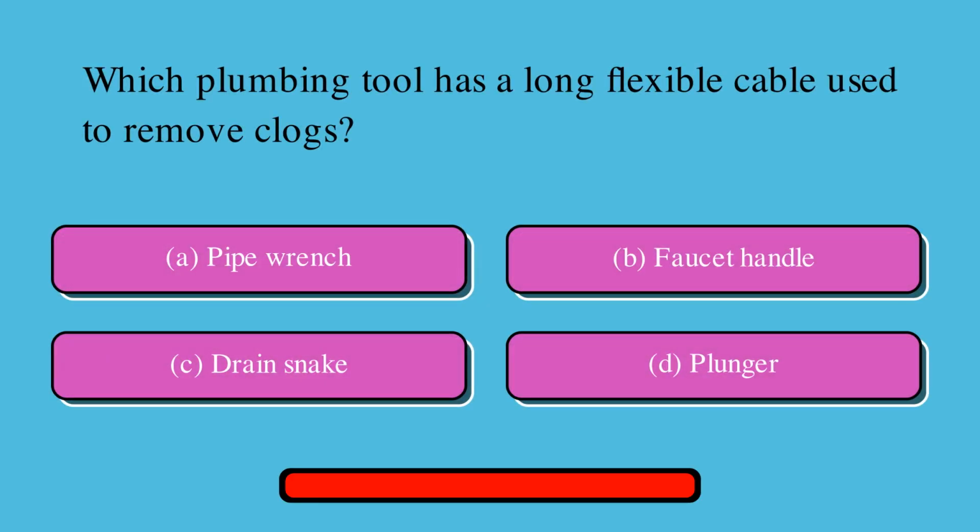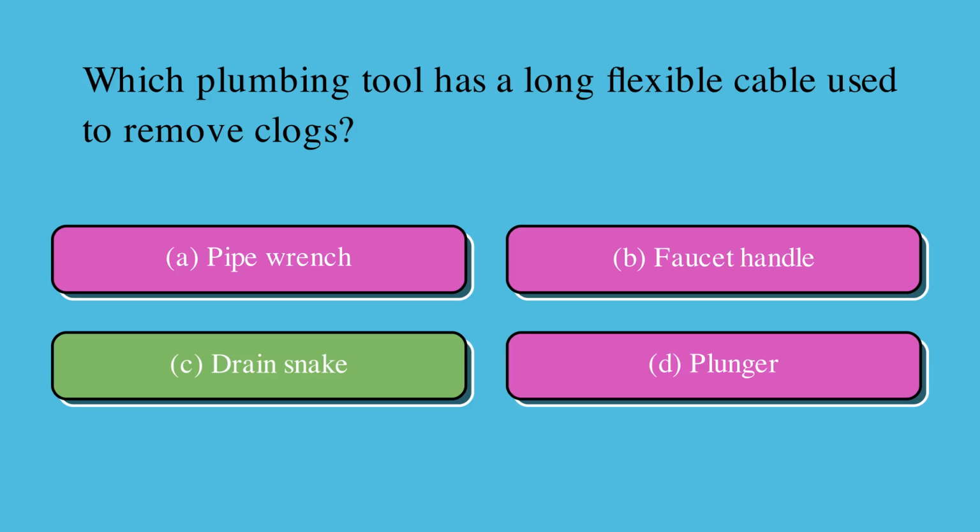Which plumbing tool has a long, flexible cable used to remove clogs? Is it A. pipe wrench, or B. faucet handle, or C. drain snake, or D. plunger? The correct answer is C. drain snake.